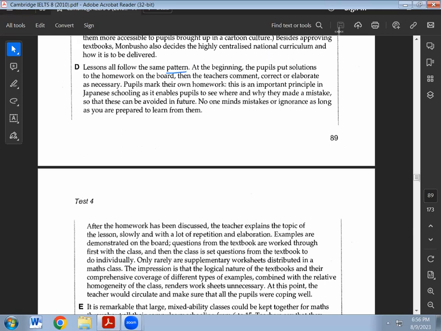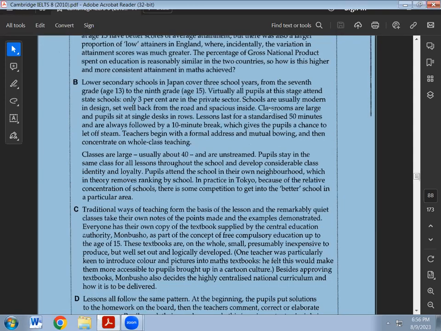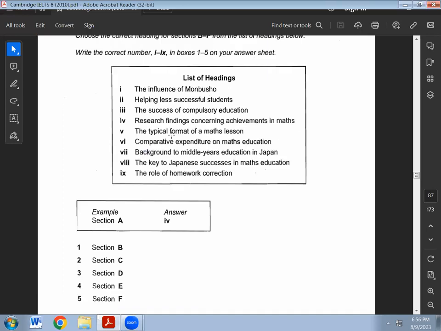We read about this. Format or structure. So isn't it something giving you an idea of the typical format of a maths lesson? We didn't read anything after that, but let's select this answer for the time being. So this answer will be V, meaning 5.